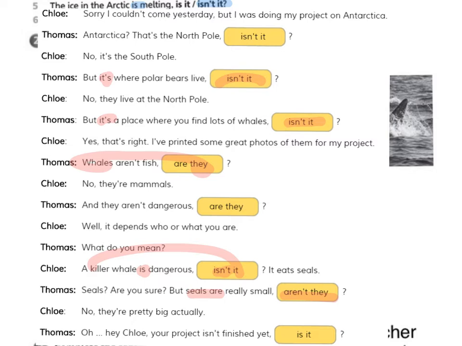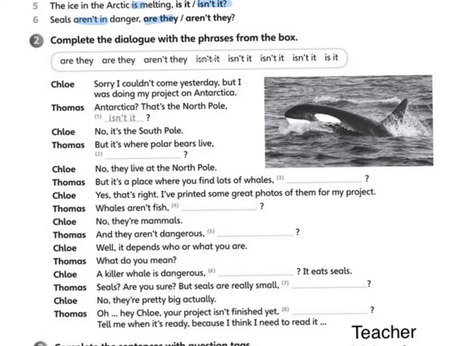Okay, why it? Because we're talking about a project. And there is an extra line which is not here in this conversation. Let's look at it here.